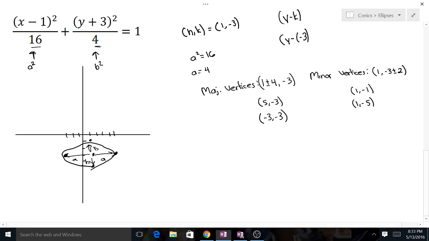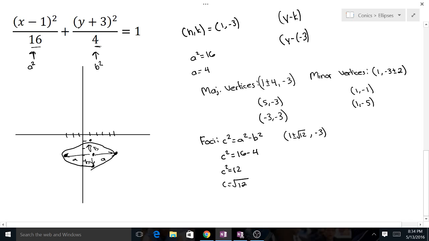And then we have our foci, the last thing we figure out. We know the formula now. It's c squared equals a squared minus b squared. So c squared equals 16, which is a squared, minus 4, which is b squared. So c squared equals 12, so c equals the square root of 12. Then, since the x term comes first, the focus is going to be changing the x value. So we're going to have 1 plus or minus the square root of 12, and then negative 3.